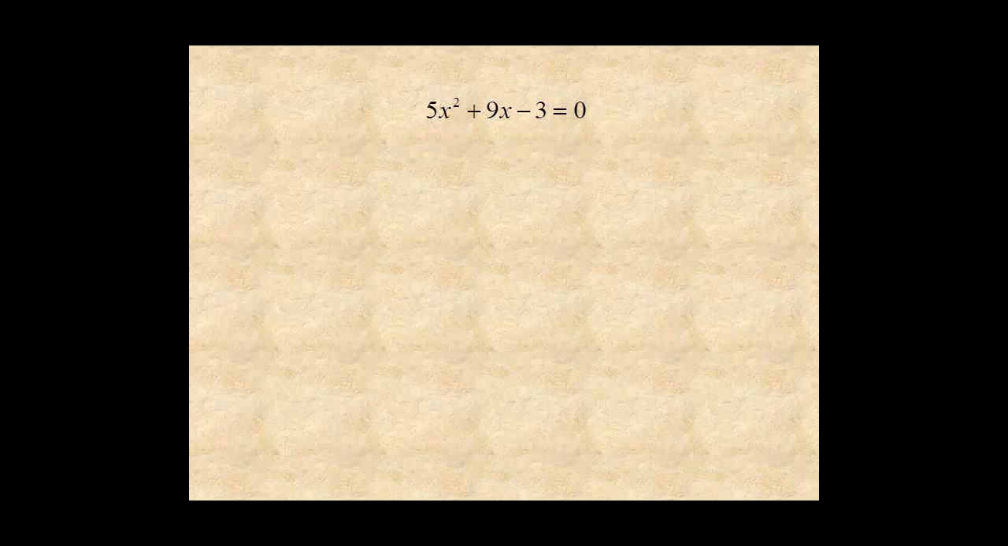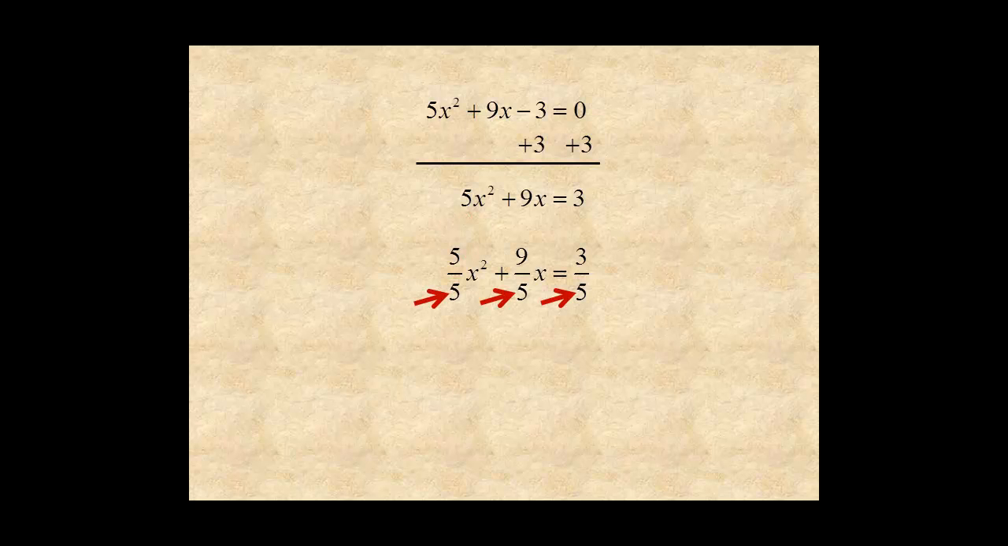Begin by moving the constant term out of the way by adding 3 to both sides. For 5x squared plus 9x equals 3. Next, since the leading coefficient is 5, divide both sides of the equation by 5. And you have a quadratic expression where the leading coefficient is equal to 1.